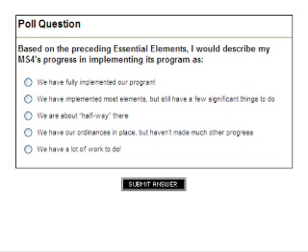So the first choice there is we have fully implemented our program. Yay, we're ready to go. Second choice, we've implemented most of the elements but still have a few significant things to do overall. The next one is we're about halfway there. In the next choice, we've got our ordinance in place, but we haven't made much other progress, which I think is a pretty common option.